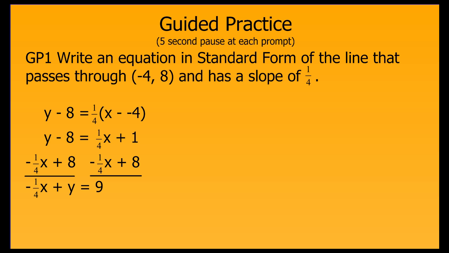This is sometimes confusing for students because they think that a and b both have to be integers, so they think that 1/4 can't be there. But they just have to be real numbers, so the 1/4 is fine.